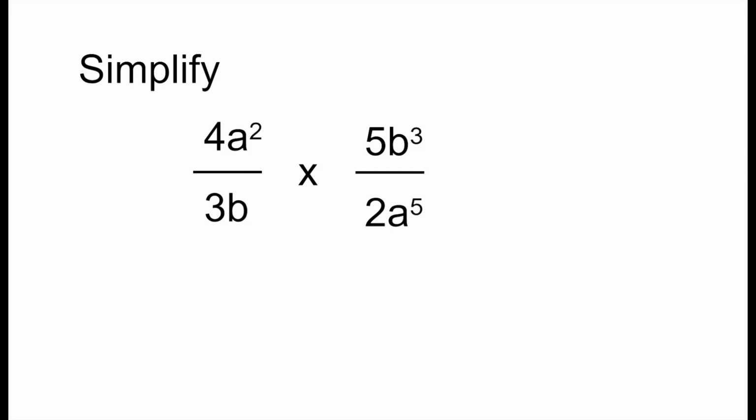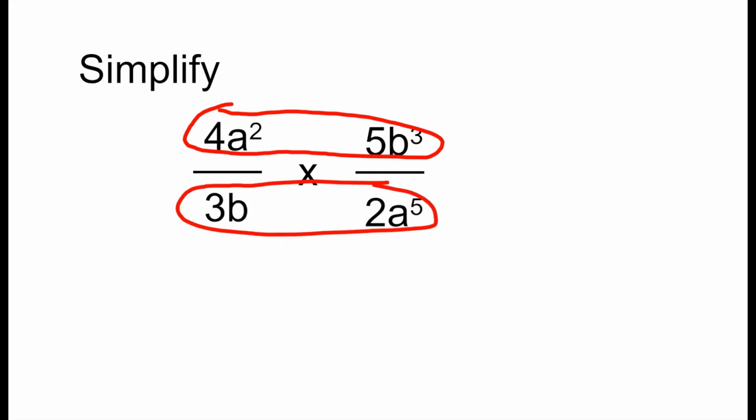In this video, we're going to be multiplying algebraic fractions. So if we look at this first example, we've got 4a squared over 3b multiplied by 5b cubed over 2a to the 5. Now, these work in a very similar way to normal fractions that we're multiplying. So we're going to be multiplying the tops and multiplying the bottoms.